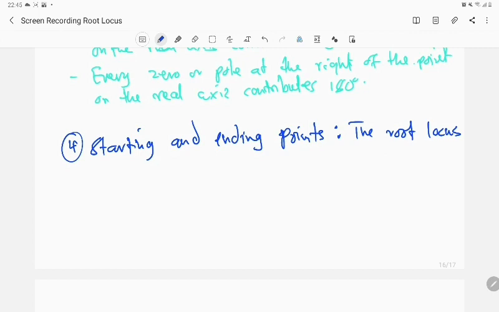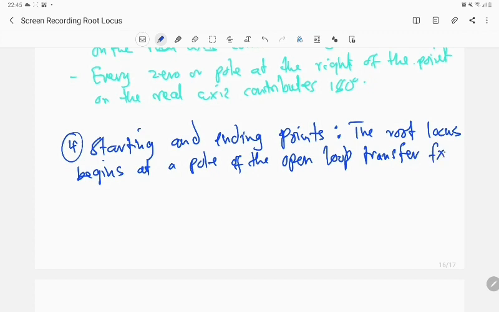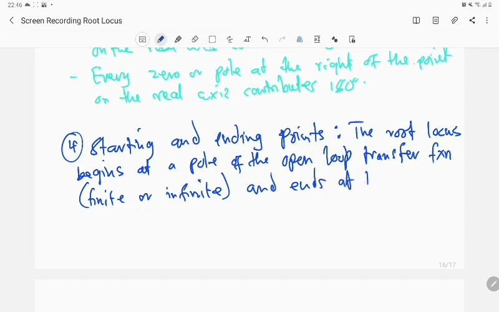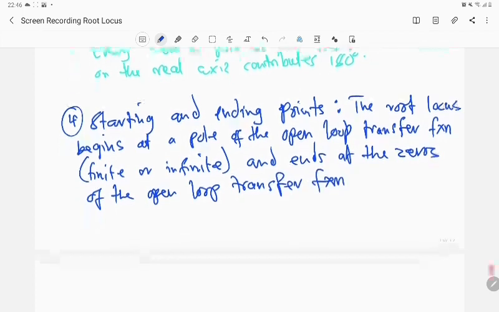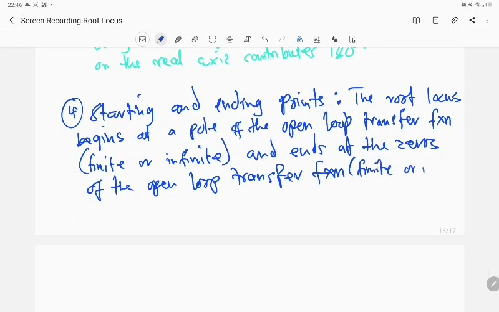So the root locus starts or begins at a pole of the open loop transfer function, so these poles can be finite or infinite, and ends at the zeros of the open loop transfer function. And these zeros again can be finite or infinite.